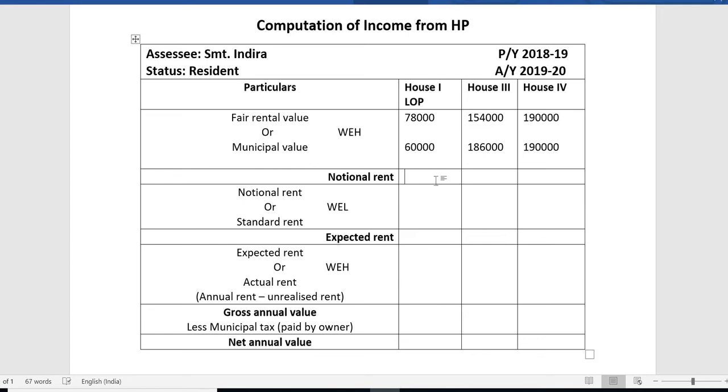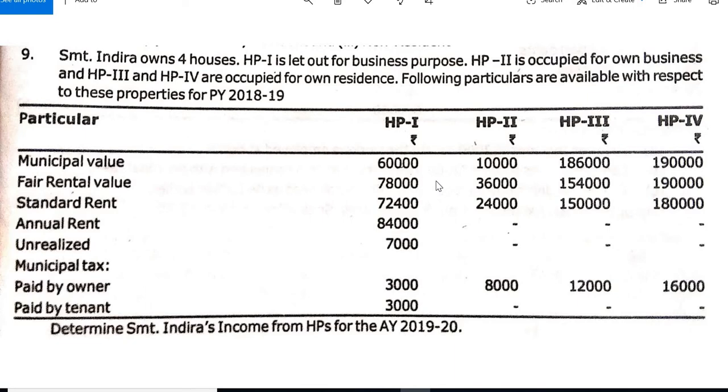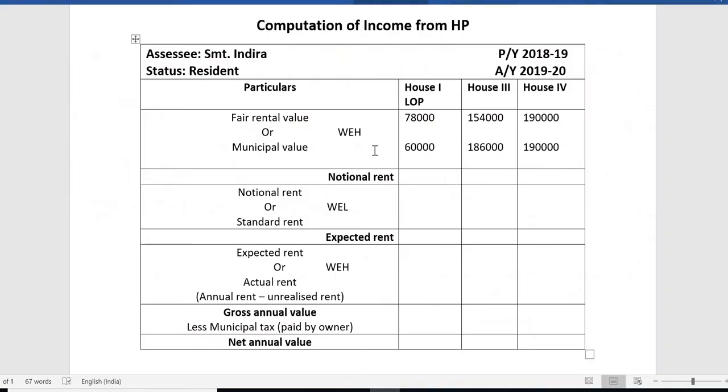So now, municipal value, fair rental value, whichever is high. In house 1, which is the highest one? 78,000. In house 3, which is the highest value? 1,86,000. Then house 4, which is the highest one? 1,90,000. Both are equal. So for this we call notional rent.